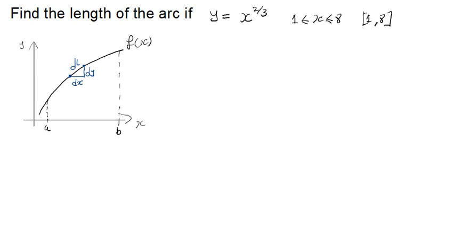So by Pythagoras theorem, we know that our dL is equal to the square root of dx squared plus dy squared. That is by Pythagoras theorem. When it comes to finding the gradient, we know that the gradient of a function, which comes from the gradient function of that particular function, is written as f prime of x, which in this case is equal to dy/dx.